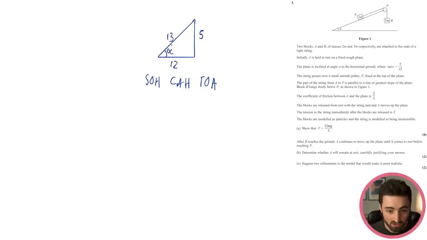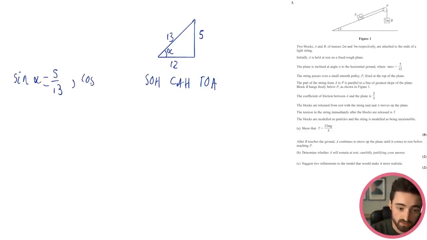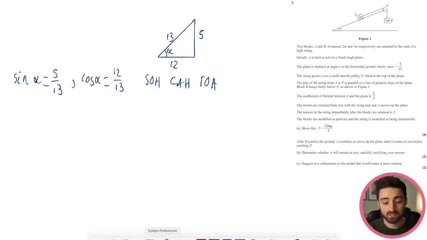Okay, so what does that tell us? Well, that tells us that sine is going to equal what? O over h, so 5 over 13. And cos is going to equal a over h, so 12 over 13. Notice how I've done all of this straight away without even finishing reading the question. I've cached this information in, so it's now one less thing for me to worry about.